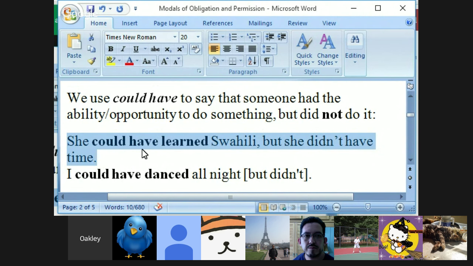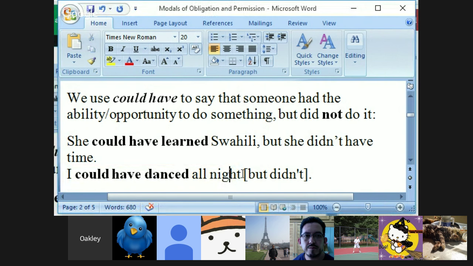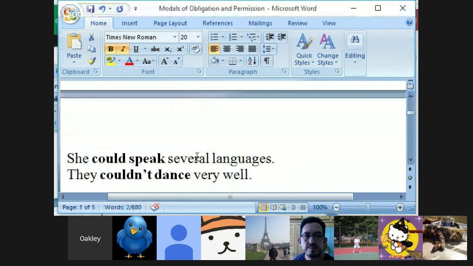The opportunity or the ability was there, but it is also instantly understood by the listener that this person did not do the action. I could have danced all night. I think that's a song, but anyway, the concept is that this thing did not happen. The person had the physical ability or the will or the opportunity, or maybe all of them, but they didn't do it. All right. Can and could.